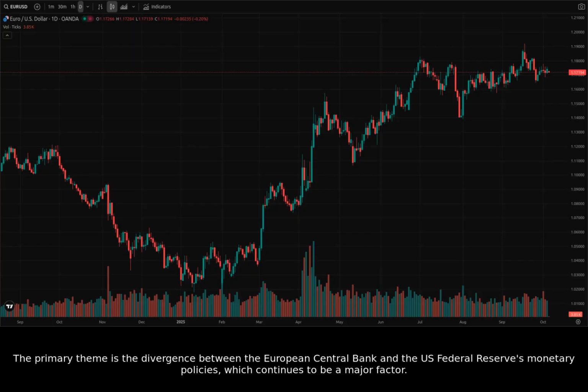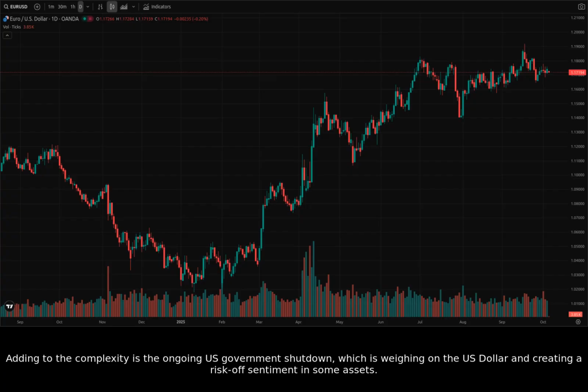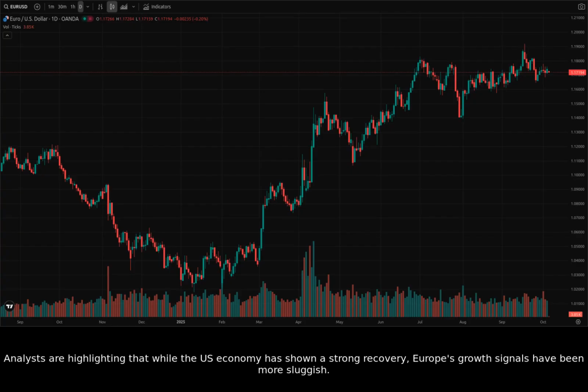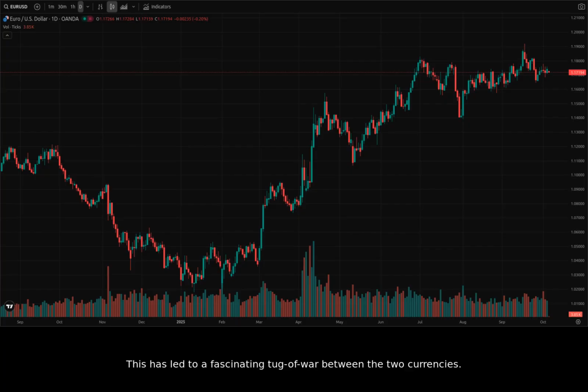The primary theme is the divergence between the European Central Bank and the U.S. Federal Reserve's monetary policies, which continues to be a major factor. Adding to the complexity is the ongoing U.S. government shutdown, which is weighing on the U.S. dollar and creating a risk-off sentiment in some assets. Analysts are highlighting that while the U.S. economy has shown a strong recovery, Europe's growth signals have been more sluggish. This has led to a fascinating tug-of-war between the two currencies.